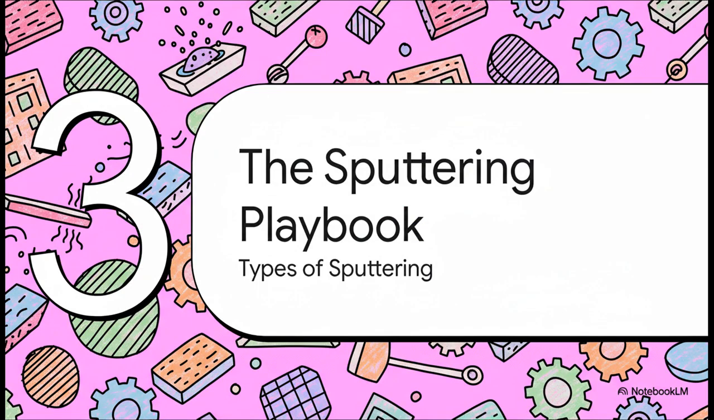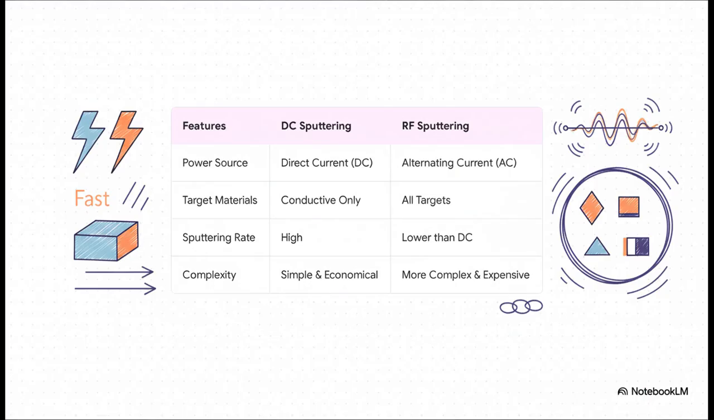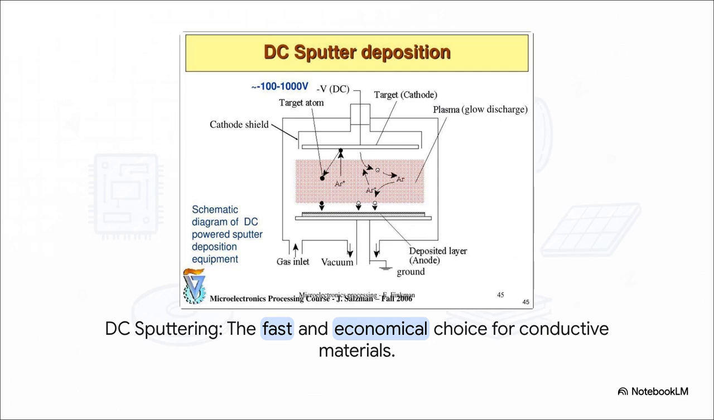Now, just like any sophisticated game, sputtering isn't a one-size-fits-all process. There's a whole playbook. There are different strategies and different types of sputtering, depending on what kind of material you're working with. Let's look at the two main plays. On one hand, you have DC sputtering. It uses direct current, it's fast, it's simple, and it's perfect for materials that conduct electricity, like metals. Then you have RF sputtering. This one uses a radio frequency and alternating current. It's a bit more complex, but its huge advantage is that it can coat anything, including insulators like glass or ceramics.